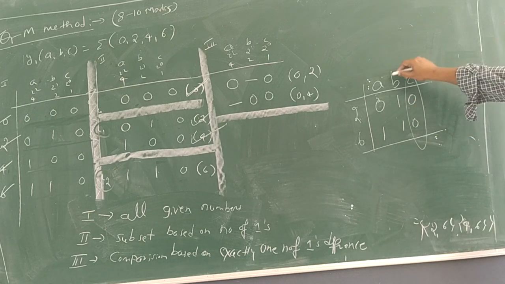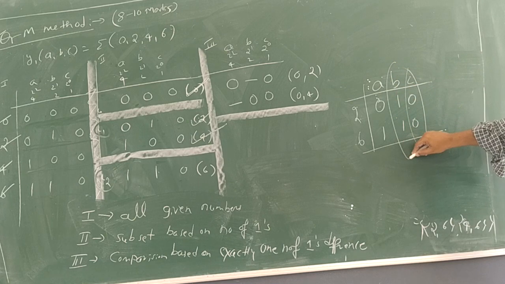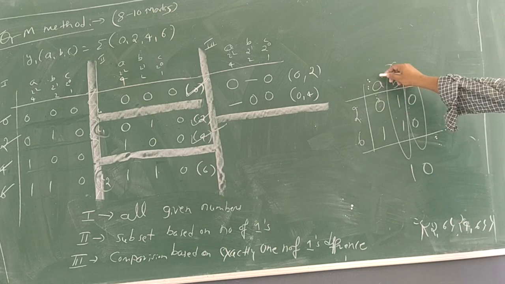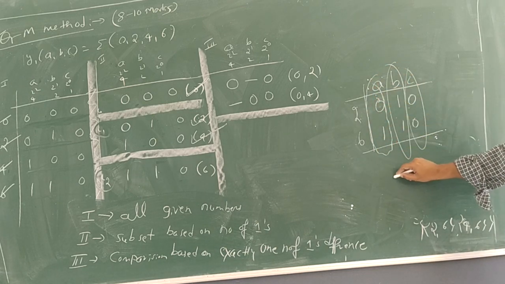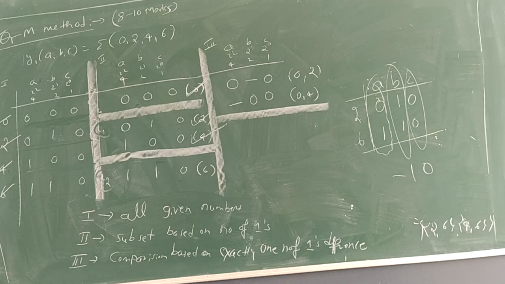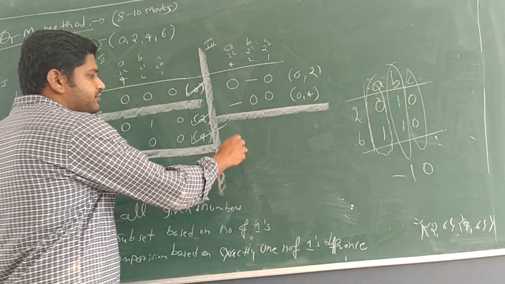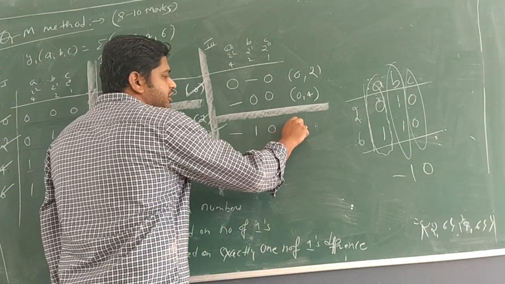What about C? Same. What about B? Same. B is 1, C is 0. What about A? A is changed. Hence, we write with hyphen. If a variable changes, we write with hyphen. If a variable does not change, we write the format in which it occurs on both sides. See here, it is occurring as 1, hence we write 1. It is occurring as 0 on both sides, hence we write 0. So now, what is the representation for 2, 6? Hyphen 1, 0.